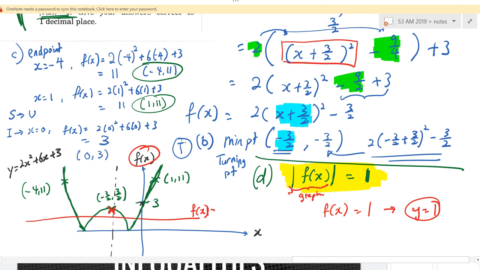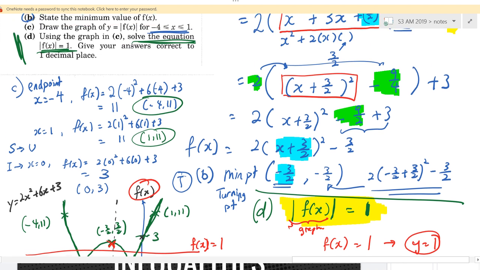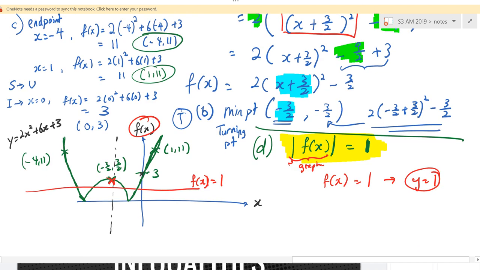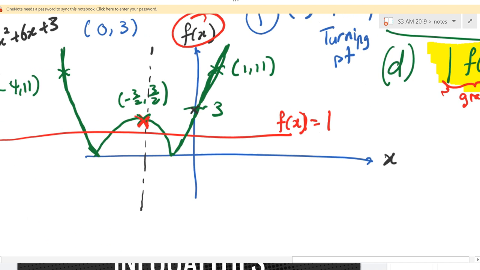Question. How many times does the red line and the green line cut? 4. State. Oh my god. Solve. Solve, then got problem already. Okay, can I zoom in now? Can I check all copied already? All taken down. Can I just zoom into the graph?